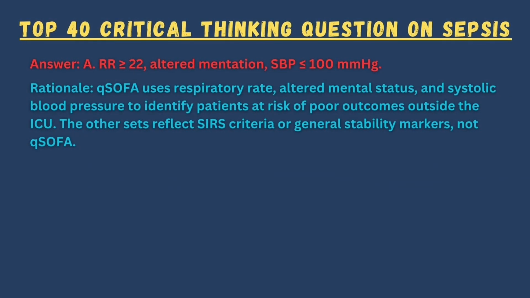Answer. A. Respiratory rate greater than or equal to 22, altered mentation, SBP less than or equal to 100 millimeters of mercury. Rationale. qSOFA uses respiratory rate, altered mental status, and systolic blood pressure to identify patients at risk of poor outcomes outside the ICU. The other sets reflect SIRS criteria or general stability markers, not qSOFA.